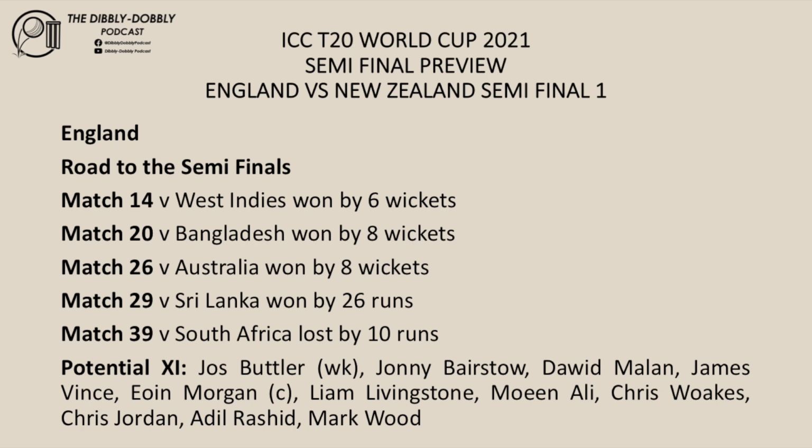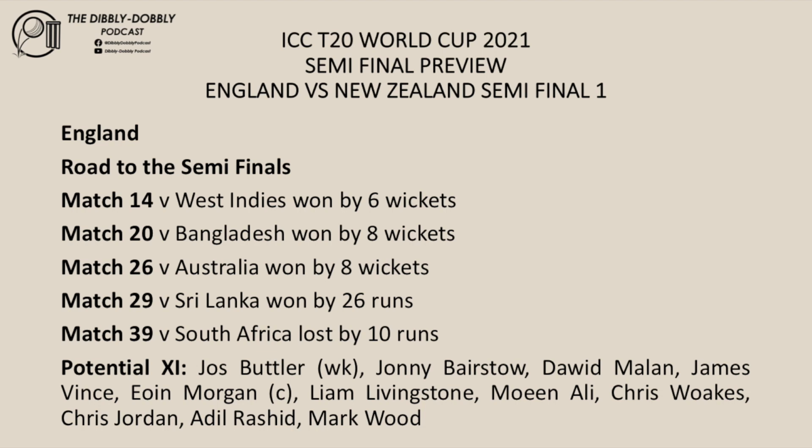Let's have a look at what potential 11 England may have for this semi-final against New Zealand. Buttler, Bairstow, Malan, Vince, Morgan, Livingstone, Ali, Woakes, Jordan, Rashid and Wood. I think England will make only one change to their 11 for this semi-final against New Zealand: James Vince in to replace Jason Roy.